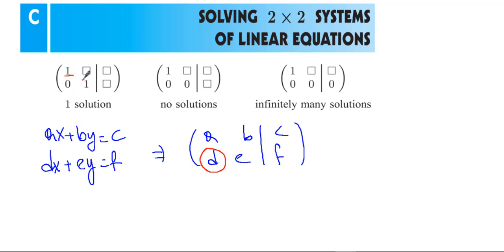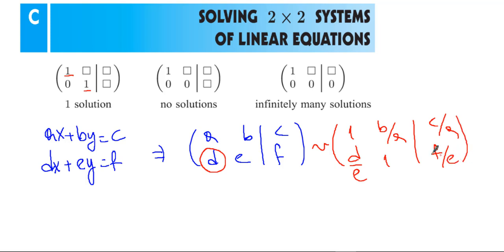In your book, they usually give it with 1. You don't have to convert to 1. It's actually simple. If you want to convert to 1, you just need to divide all numbers by a. So it will be 1, b by a, c by a. And if you want to make this one also 1, it will be d by e, 1, f by e. So actually you don't have to do it. In the example I will show it.